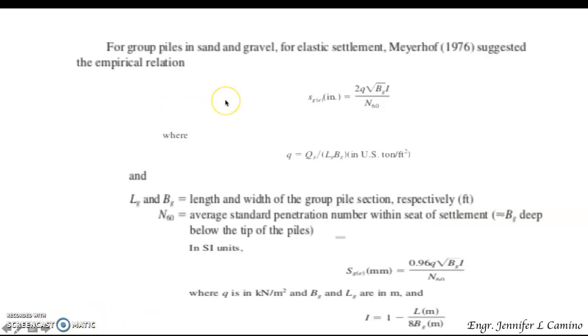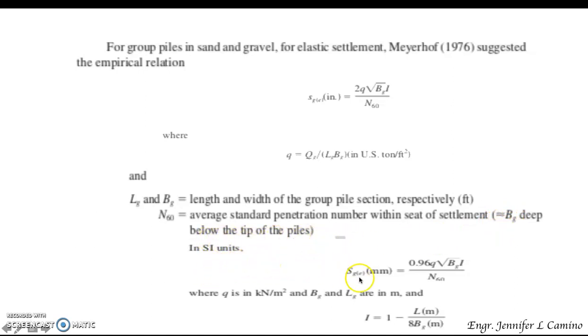Then for group piles in sand and gravel, for elastic settlement, Meyer suggested this equation. So our small q is equal to this equation where L sub G and B sub G are the length and width of the group pile section. And N sub 60 is, of course, the average standard penetration number within the seat of settlement, which is equal to B sub G deep below the tip of the piles.